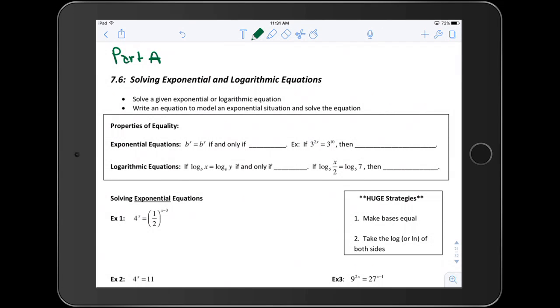Welcome, ladies and gentlemen. This is your section 7.6 note guide. It's the last note guide of this unit with exponentials and logarithms. This is all about solving exponential and logarithmic equations.